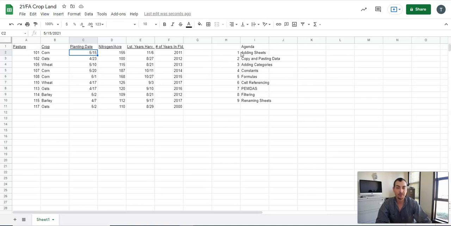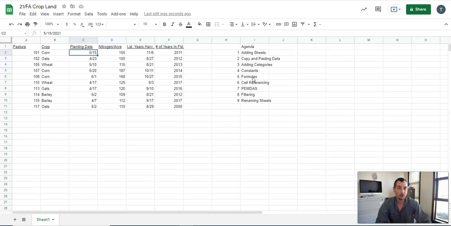First and foremost, we're going to be learning how to add sheets. So up until now, all you've seen is just one sheet. We're going to actually add several sheets down here. We're going to be looking at how do we copy and paste data. How do we add categories to it? We're going to be talking about this term called a constant, adding constants to a spreadsheet, and why is that important? We're going to be talking about formulas as well.